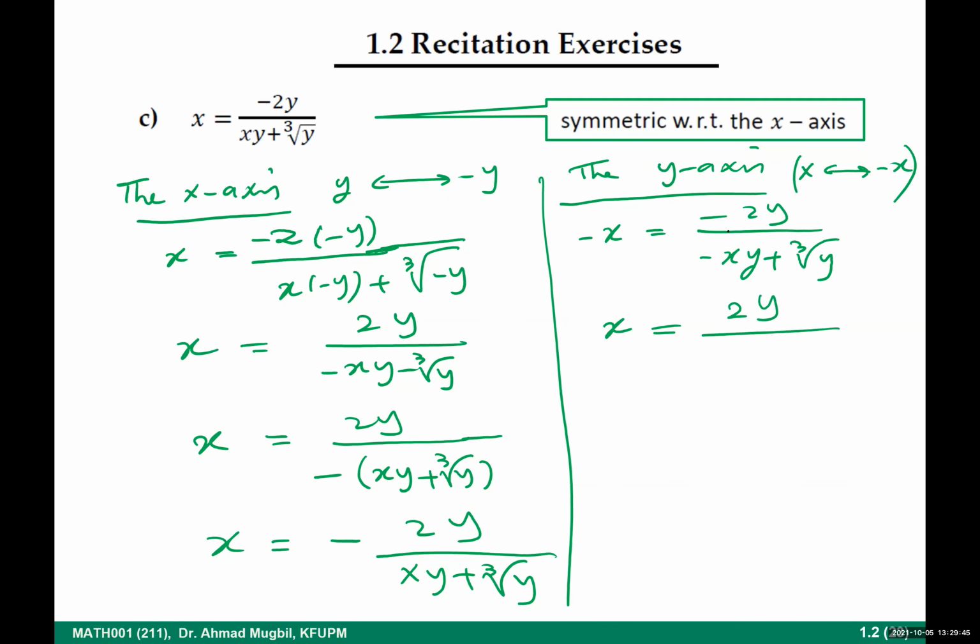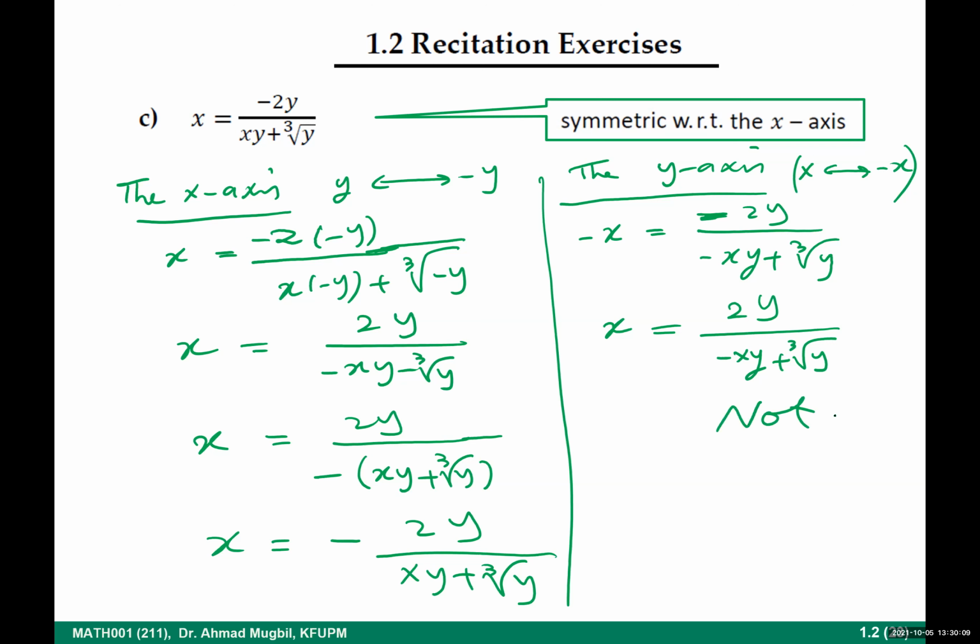2y over... Now this is the negative of the number, Shabab, the negative of the fraction. Look, this is the fraction. Now it will be what? Negative. This is a term, not a factor. So the negative will stay there. You can write it as cubic root of y minus xy. Now, is it equivalent to the original one?